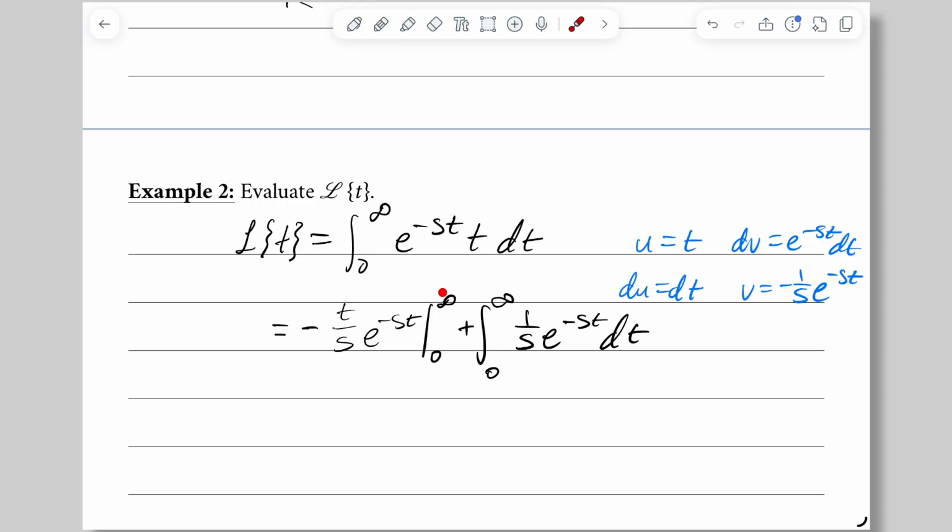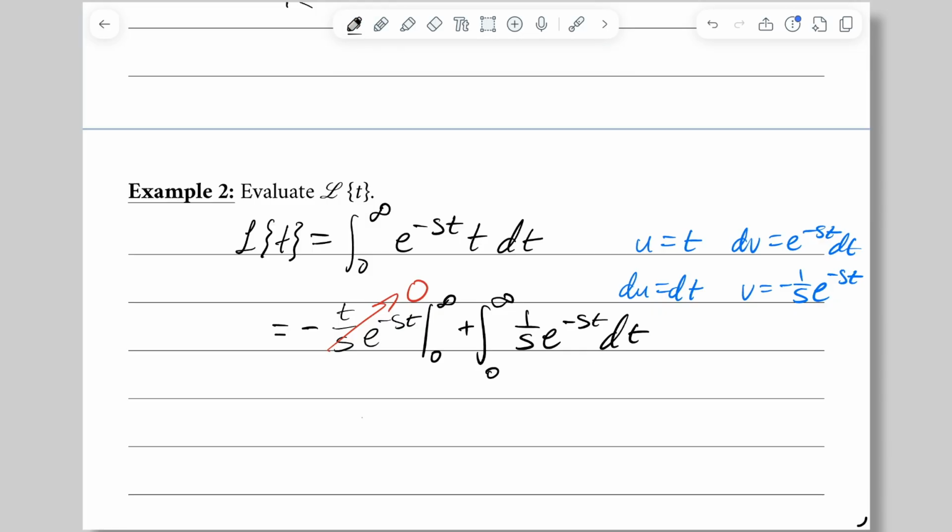You'll note that as t goes to infinity, the e to the negative st, that's a factor in the denominator again, is going to outpace the t in the numerator. If you wanted to use L'Hopital's rule, you could see that that limit would be 0. Putting 0 in place of t is going to zero out that term entirely. So the first term here evaluates to 0.